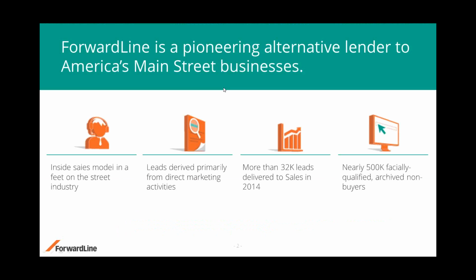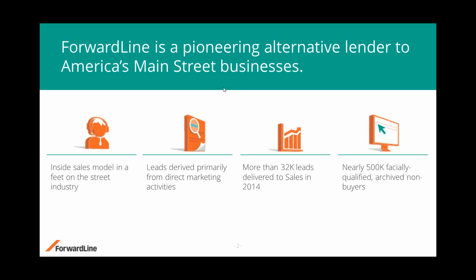So Forwardline is a pioneering lender to Main Street small businesses, the typical restaurants, automobile shops, and salons that you'd find on any main street in the United States. And we work with an inside sales model in an industry that really has a lot of feet on the street. And that's one of the reasons why we turned to Marketo in the first place: to be able to use dynamic content and triggers and different kinds of behavioral attributes in order to communicate proactively and very personally without putting a salesperson in the store.